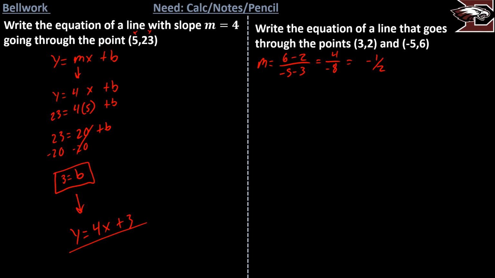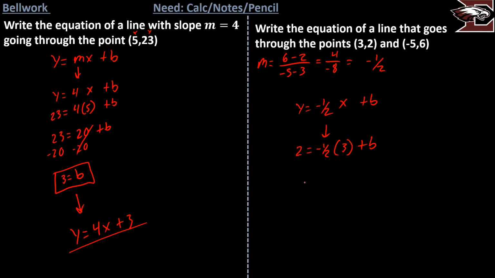Now I have a slope. Now I can pretty much repeat everything I did in the first problem. The question is, I have 2 points. Which one do I use? Doesn't matter. They both come from the same line, so they're both going to give you that same line. So y equals negative 1/2 x plus b. And we're going to plug in the easier looking of the 2 points, 3 and 2. So 2 is equal to negative 1/2 times 3 plus b.